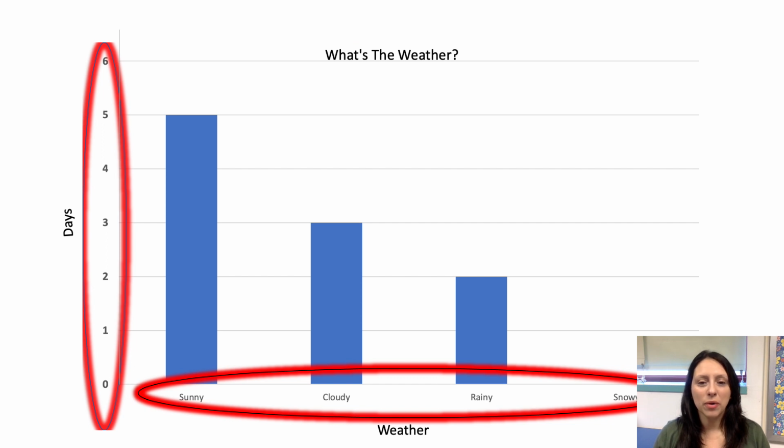On a bar graph, there are lines. There are vertical lines. Those are lines that are going up and down. And there are horizontal lines. Those are lines that are going from left to right or side to side.